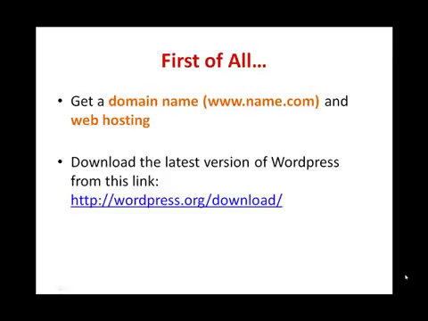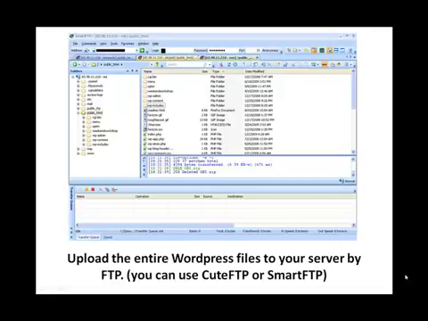Next, download the latest version of the WordPress blog script from this link, wordpress.org/download. Okay, done? Next, unzip all of the contents of the zip file you have downloaded from the wordpress.org website. Then, using your FTP program, upload all of the files to your web host. All of it. If you don't have an FTP program, you can search for Qt FTP or Smart FTP. Download either one of these programs online and install to your computer.